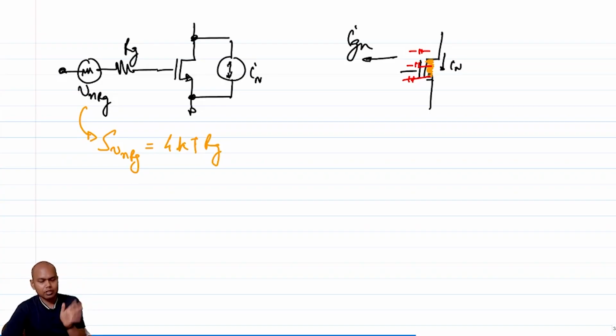Now note that this has nothing to do with the physical RG. It is separate from RG. Even if you have made RG zero magically using some magical process, this IGN will still be there. You cannot do anything about it.